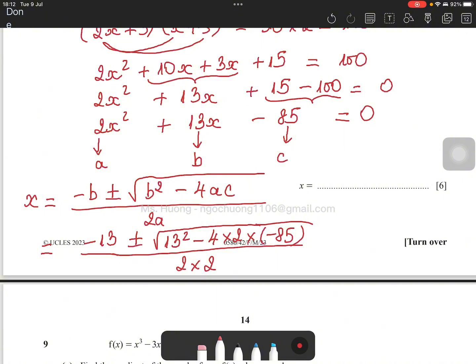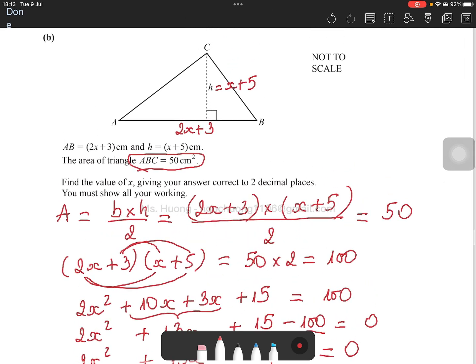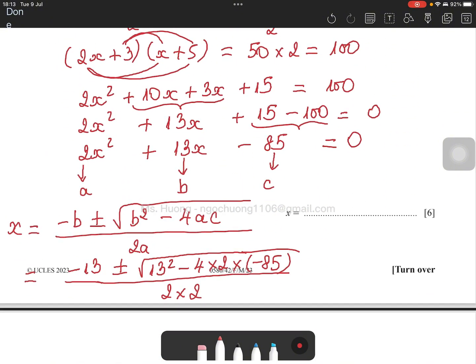Remember, we only accept the positive value for x, because if x is negative, then the measurement of the base and the height may also be negative, and that's impossible. So we only accept the positive value for x, which is 4.03.